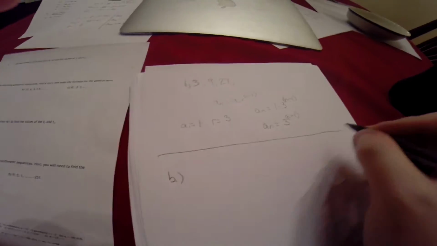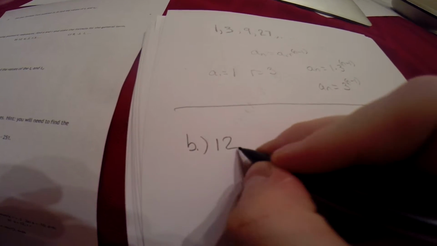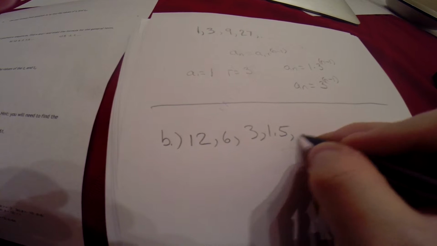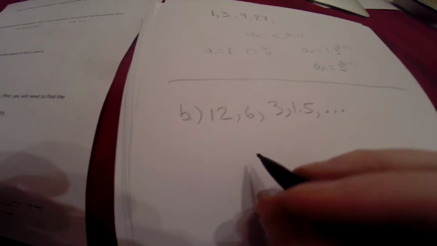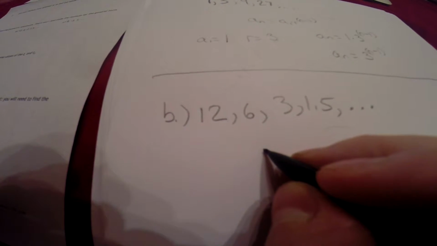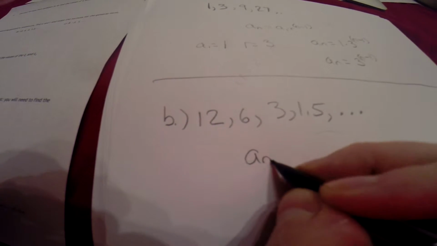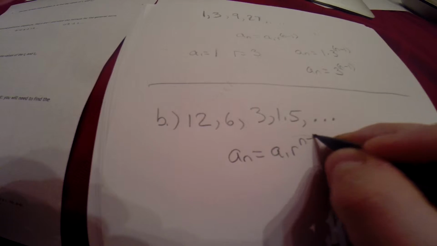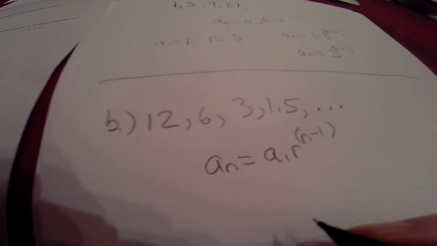So B is 12, 6, 3, 1.5. Again, the formula is what? Hopefully you wrote it down without looking at this, but if you didn't, a_n equals a_1 times r to the n minus 1. Plug in what you know.